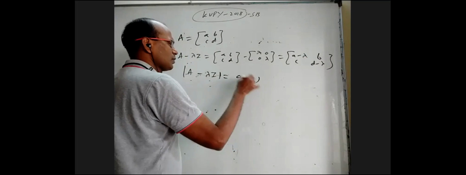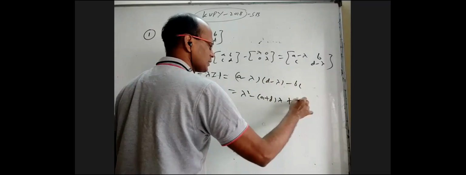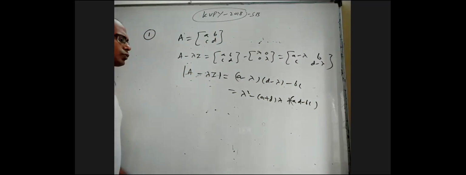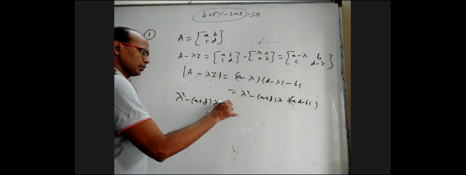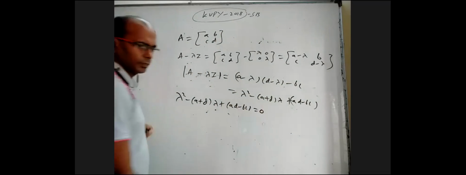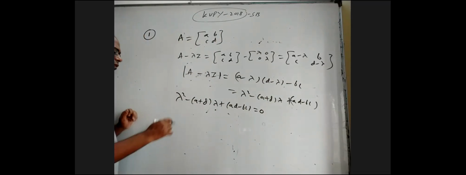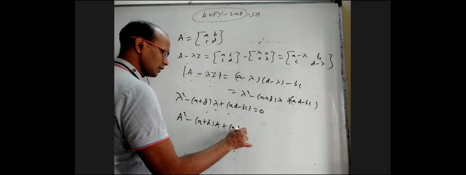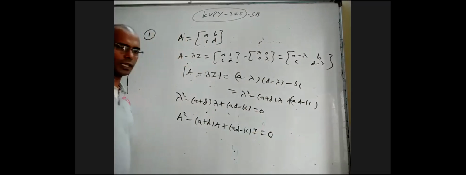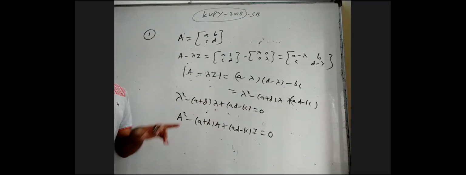That is (a minus lambda)(d minus lambda) minus bc, which is lambda square minus (a plus d) lambda plus ad minus bc. So lambda square minus (a plus d) lambda plus (ad minus bc) equal to 0 is called the characteristic equation of this matrix. And in the place of lambda, when you substitute A, A square minus (a plus d) A plus (ad minus bc) I will be the null matrix. Matrix A will satisfy this, putting A in the place of lambda. That is the Cayley-Hamilton theorem.